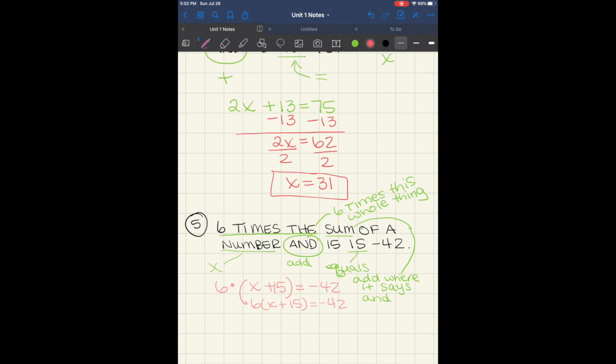Then our first step whenever we're solving is going to be to distribute our 6. So we've got 6x plus 90 equals negative 42. Subtract 90 from both sides. And then we're going to divide that number by 6, which is going to give us x equals negative 22.